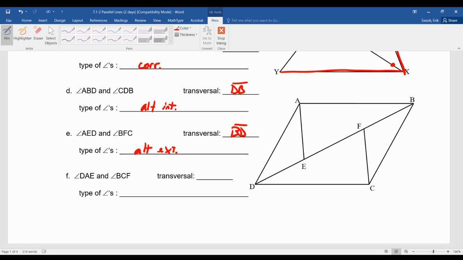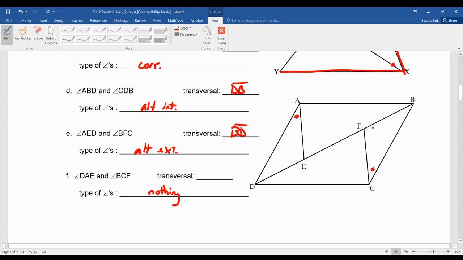And then this last one, take a look at this. DAE, that's this angle there, and BCF. This causes difficulty sometimes. So if we're using these two lines, these angles would be on the exterior, but you realize that the angle has to touch the transversal and the lines. These angles are nothing because there is no transversal. You see? I mean, these angles are exterior, but that's it.